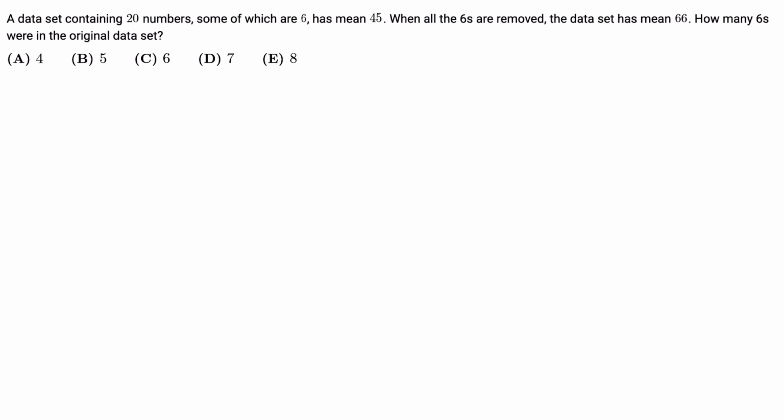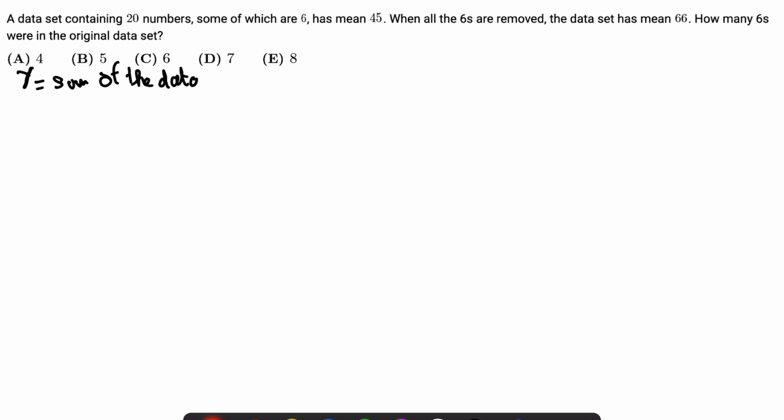So in order to solve this problem, we'll be setting some variables. Let y, our first variable, equal the sum of the dataset without the 6s. And let x, what we're solving for, be how many 6s were in the original dataset. x is the amount of 6s.